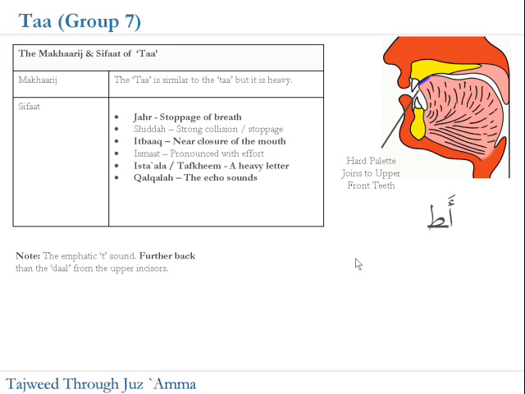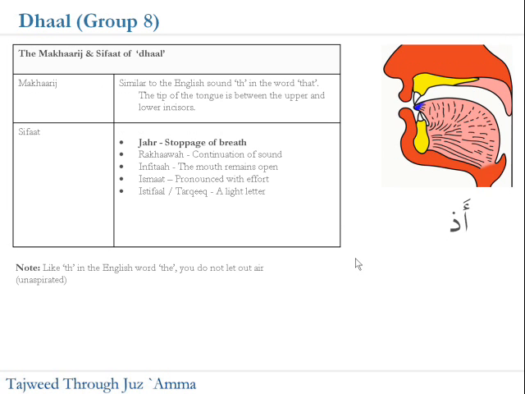They call these closed letters, i.e. your mouth is almost closed internally when you do this, and it's heavy, which is covered. We'll cover the heavy and light letters in another lesson. It's further back from the dal, so it's just slightly further back than where you pronounce the dal. So again, this is ato, and with vowels it's ta, ti, tu.